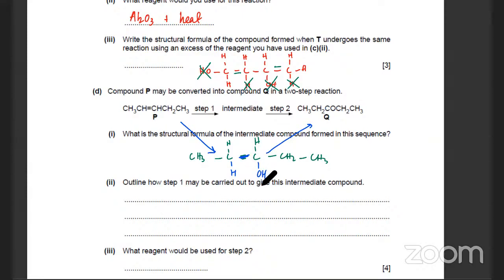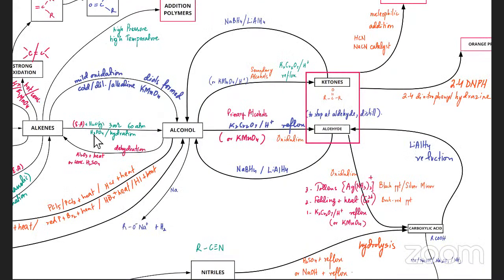Outline how step 1 may be carried out to give this intermediate compound. I think all you have to do is hydrate it. You add water to it in the form of steam, because the temperature is really high, 300 degrees centigrade, and it's 60 atmosphere pressure. Phosphoric acid is used as a catalyst in the reaction. Sulfuric acid is avoided because it's a good oxidizing agent as well. That's going to make it into an alcohol.